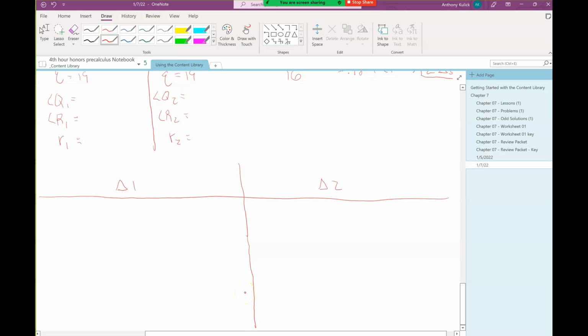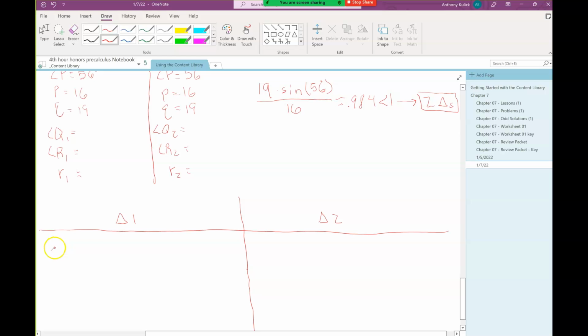Okay, so I'm going to start with the law of sines. So I have just that sine of P over P is equal to sine of Q1 over Q.